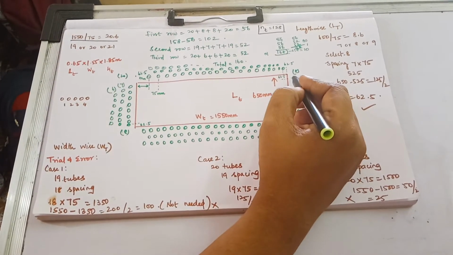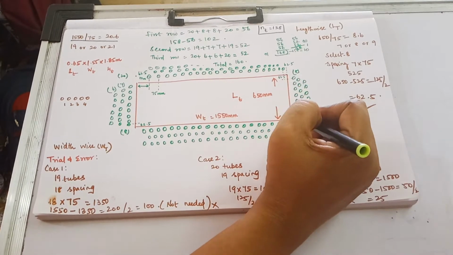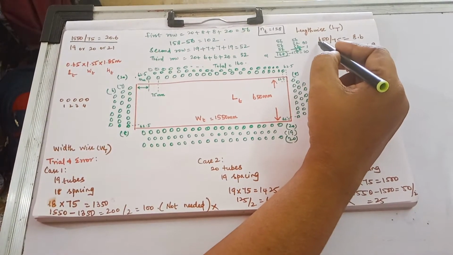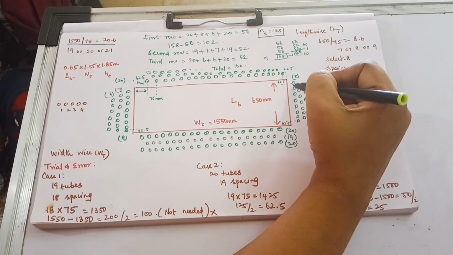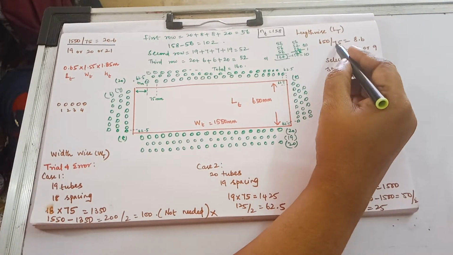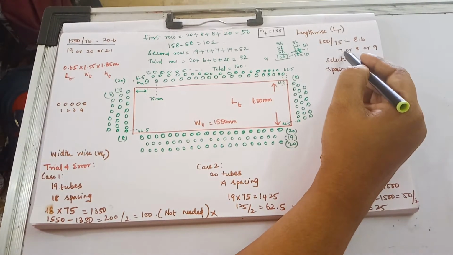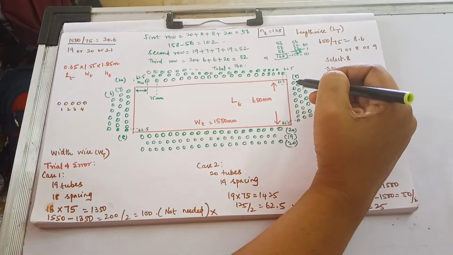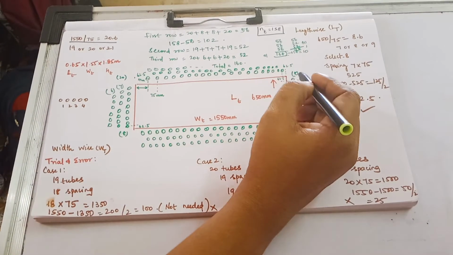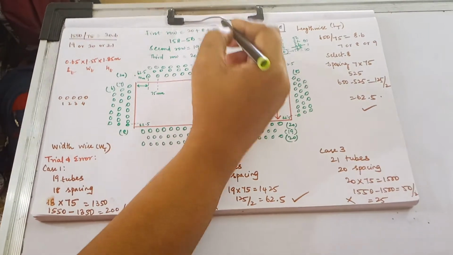Like that, I can find out the maximum number of tubes I can place lengthwise. The distance is 650 and the distance between the centers of two tubes is 75 mm. So 650 by 75 is 8.6. Either I can place 7 or 8 or 9. If I am placing 20 plus 8 plus again 20 plus again 8, this value is only 56.